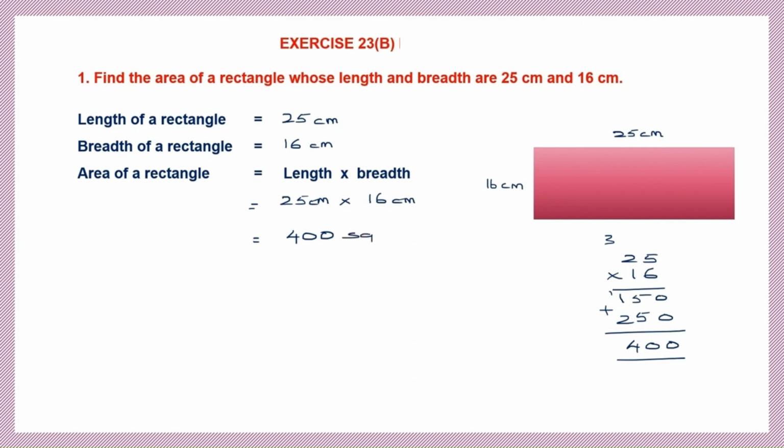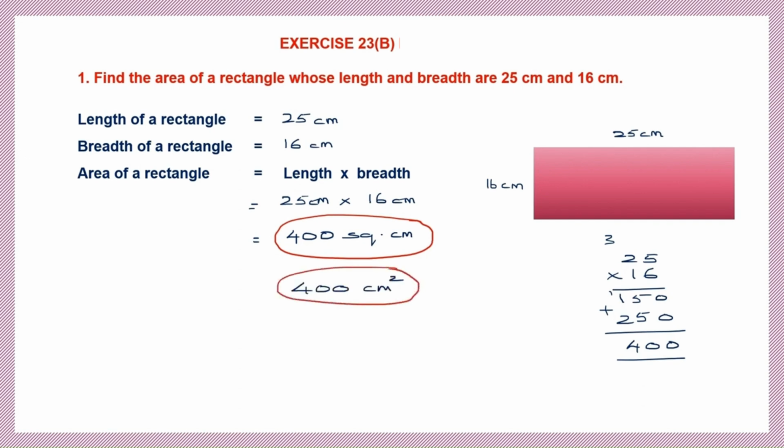Now the unit is square centimeters. So the area of this rectangle is 400 square centimeters. We can also write this as 400 centimeter square. Square centimeters or centimeter square. There are two ways of writing this answer.